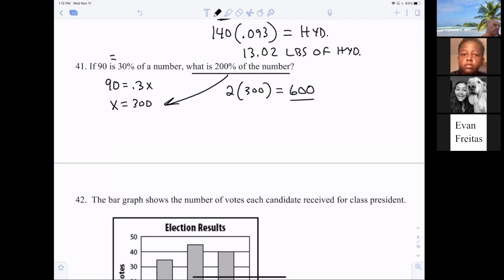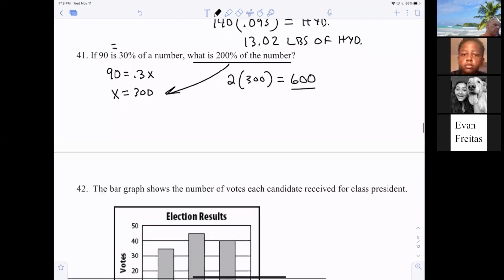All right. I have a question. How did you get x equals 300? Did you do 90 divided by 0.3? Okay, thank you.